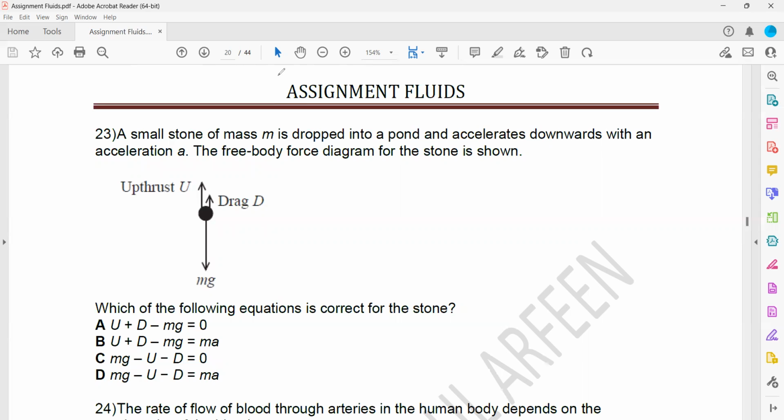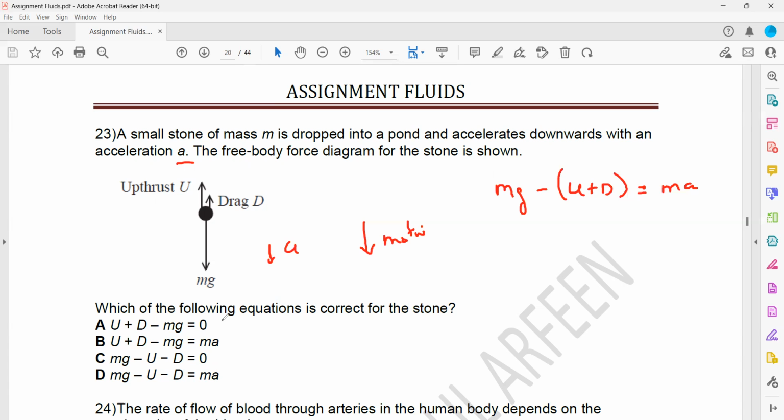A small stone of mass m is dropped into a pond and it accelerates downward with an acceleration of a. So it means it's accelerating downward. That's the direction of the motion. If accelerating downward, it means the downward force is more than the upward force. So mg minus the upthrust plus the drag, which is the upward force, is equal to ma. Or we can say downward force minus upward force is equal to the resultant force. So it cannot be A or C because there is a resultant force.